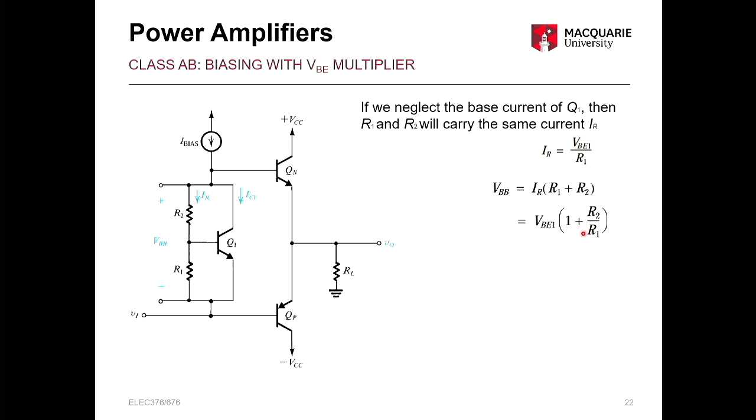You just need to know what your VBE1 is, and you can design for any VBB that you want and adjust your bias just by tweaking those resistors. They could be potentiometers, you could make that adjustable. And of course, by choosing your VBB, you can get the IQ that you want, the quiescent conditions, to fit whatever design spec you've been given.